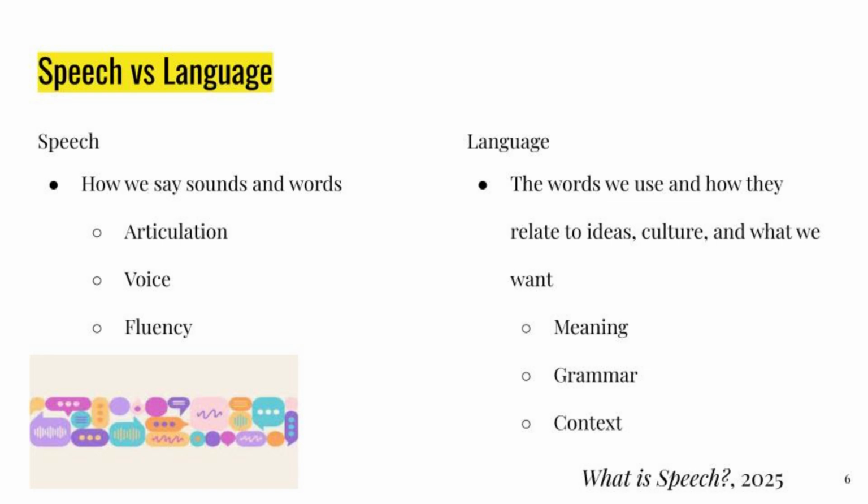Now that we understand the signs of speech and language impairments, we can compare speech versus language. As a whole, speech is how we say sounds and words. Speech has three key traits: articulation, voice, and fluency. Articulation is producing speech sounds clearly and accurately.